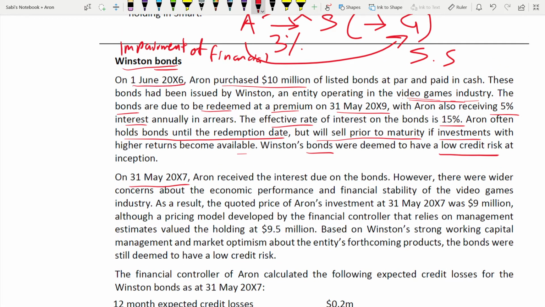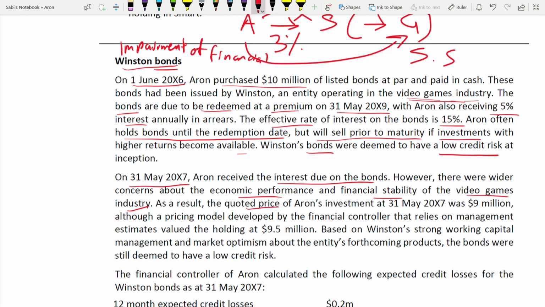This is all the information from 1st June 2006 till 31st May 2007. This is after that day onwards. So on this date, they received interest due on the bond, but there were wider concerns about economic performance and financial stability of the video games industry. They're trying to show that it's risky. Sometimes if the industry is risky, interest rate goes up. If interest rate changes, value of a financial bond will change. Understood? So this is the impact.